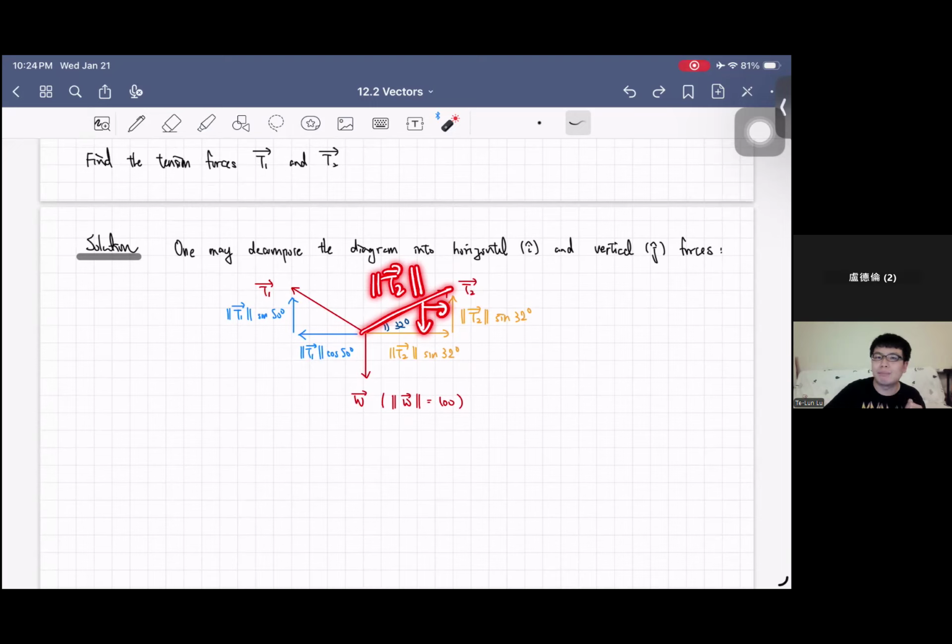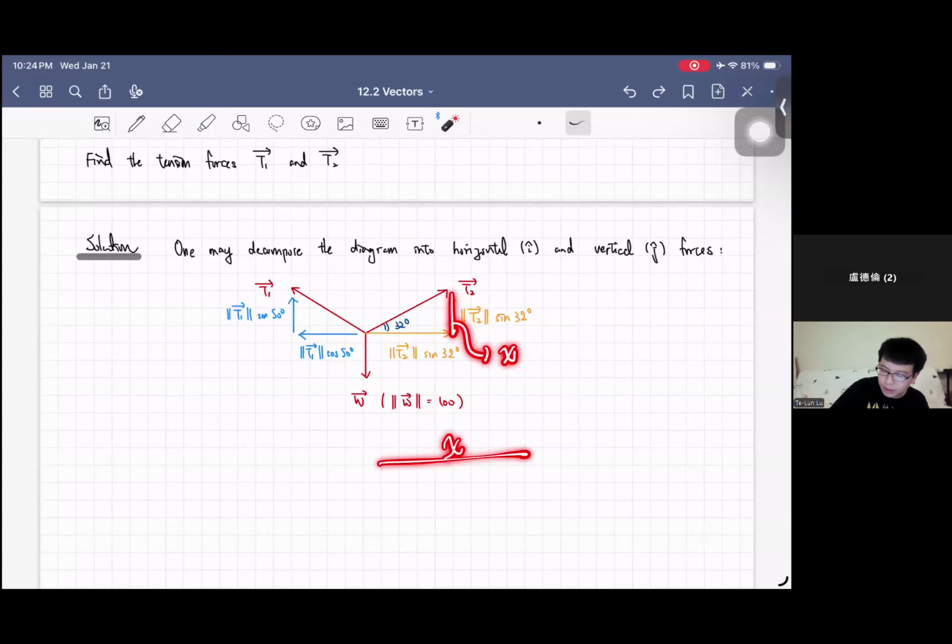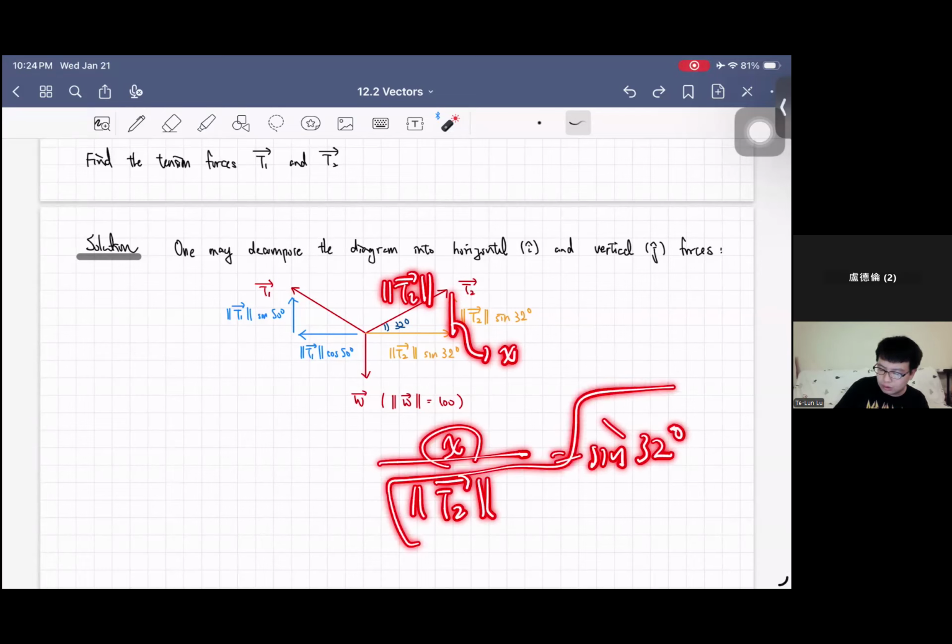And you can do that by applying the trigonometric function. So recall that opposite divided by hypotenuse is sine, right? So this thing is x divided by the hypotenuse. In this case, it is the tension force of T2, which is sine of 32, right? So the vertical component of T2 is simply the magnitude of T2 times sine 32.